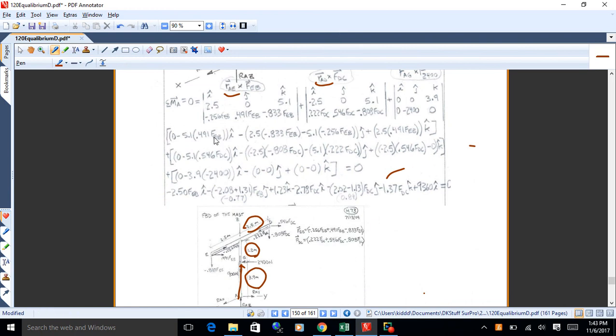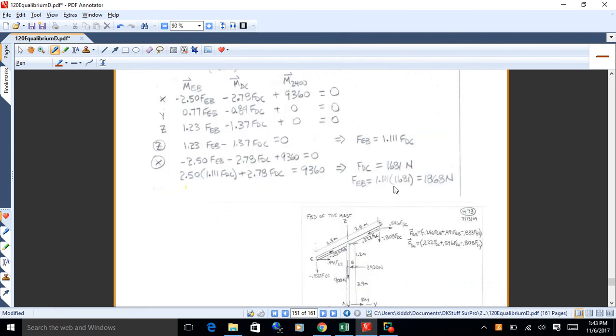So we go ahead and set up all the cross products, run through and evaluate them, then collect them. So I've got rows for X, Y, and Z. The sum of them is 0. Solve out the Y, or the Z, either one, and you'll get FEB as 1.11 FDC. And then solve out the X, and you'll get the relationship between FDC and FEB. And work those out. So FDC is 1681 and FEB is 1868.